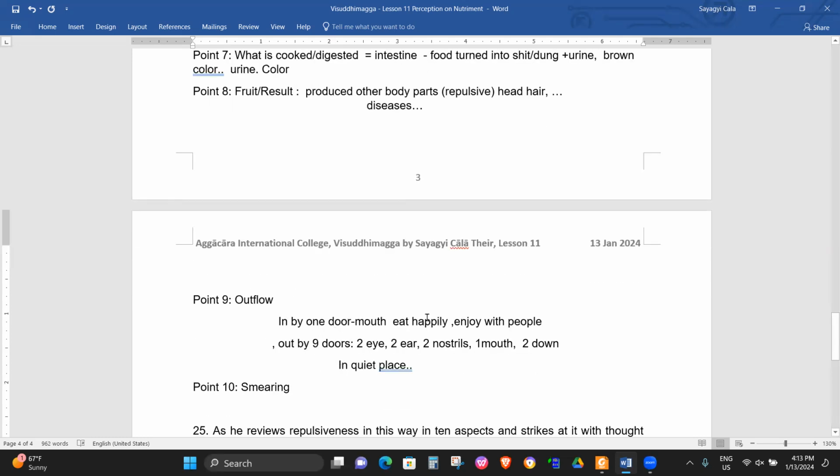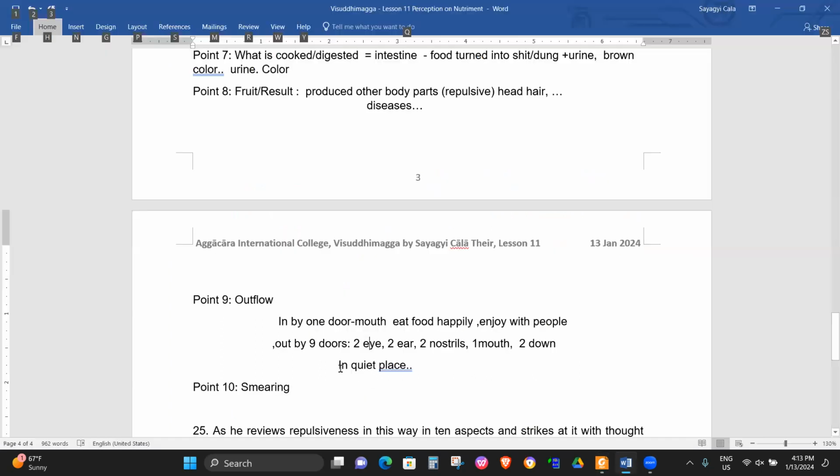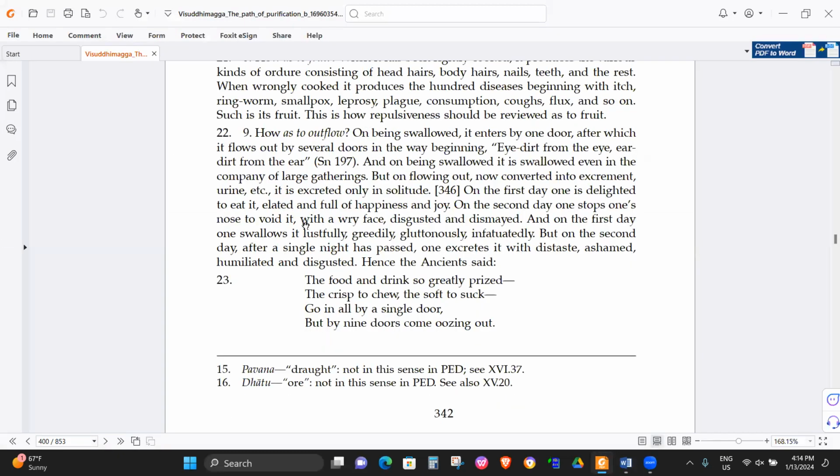When we eat the food, we eat happily, by one door. But when we go out by 9 doors, and all the dirts, the ear, nose, all the dirts coming out, ear dirt and eye dirt and so on, then you cannot even enjoy with people. So you have to go for solitude, excluded in a solitude. All right. So that's the outflow, right? Okay, clear.